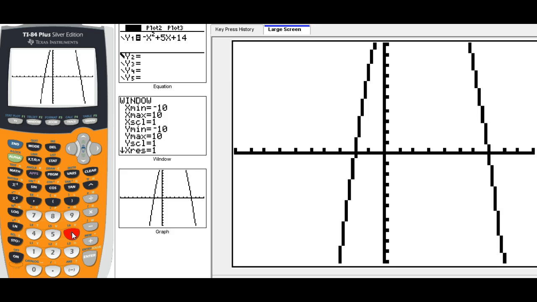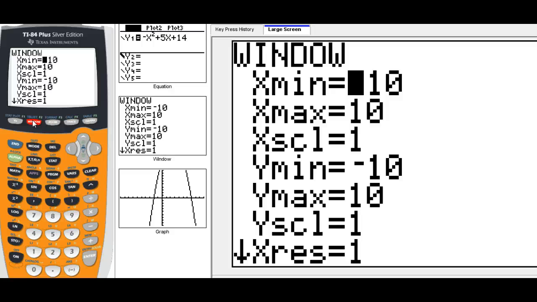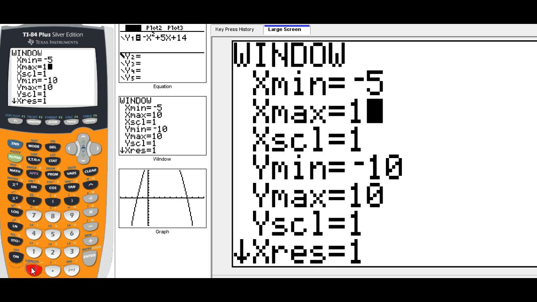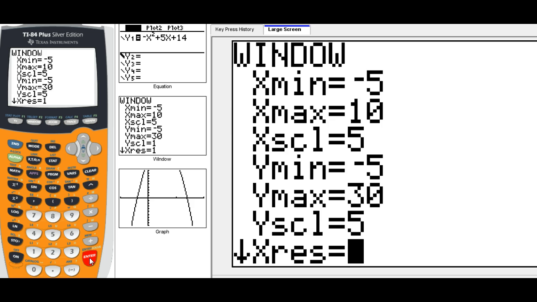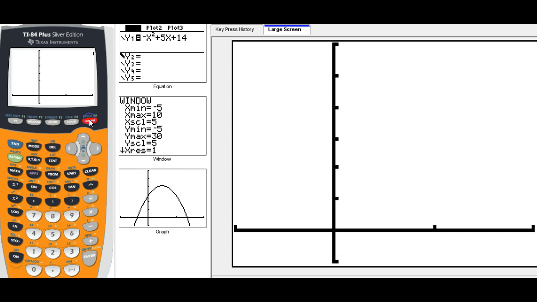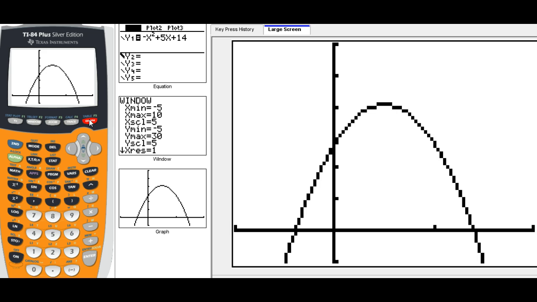Now it tells us to adjust the window setting because we can't see the maximum point on this parabola. So let's go to our window setting and adjust it. Let's make x the smallest value of -5 and a maximum value of 10. And we can go by a scale of 5 according to our workbook. And the y values in the window are -5 to 30 by a scale of 5. And now if I hit graph, now we'll get the same picture we have in our workbook.